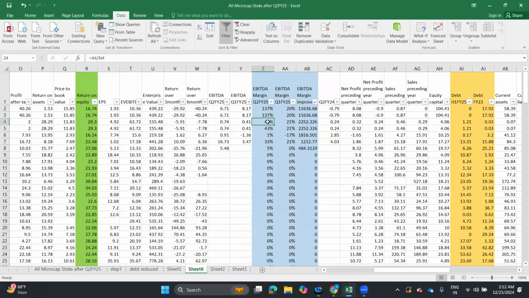अच्छा, वन थिंग, वन मिस्टेक आई हैव डन is quarter on quarter margin improvement. I always discourage doing this quarter on quarter margin improvement. You must check margin improvement in yearly terms. Year on year margin change means Q2 FY25 compared to Q2 FY24.